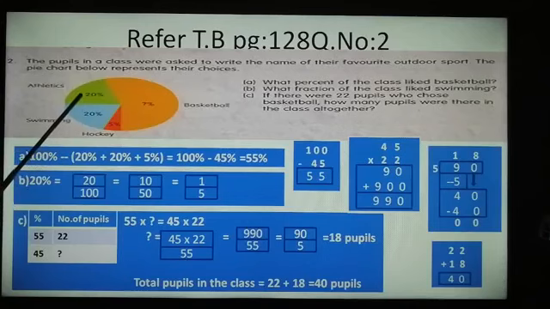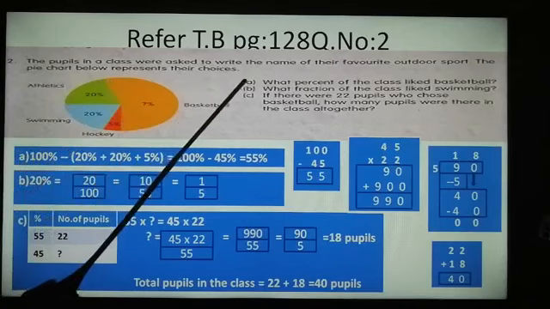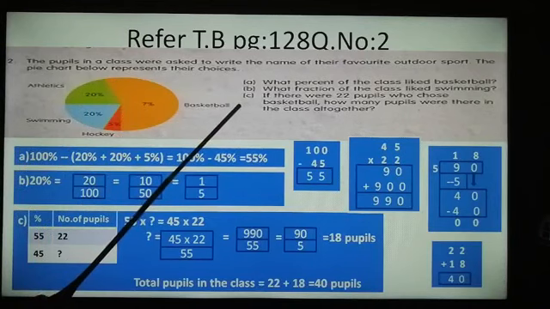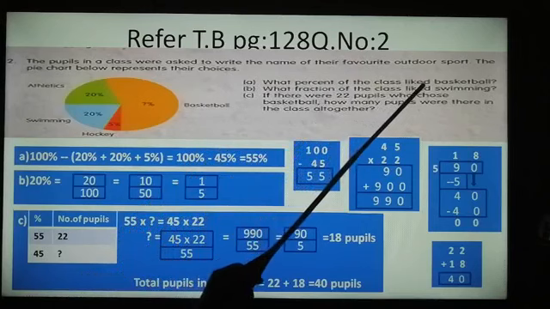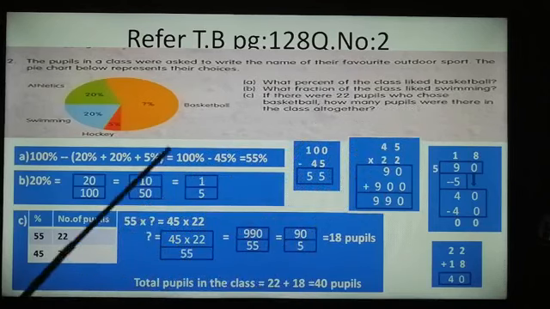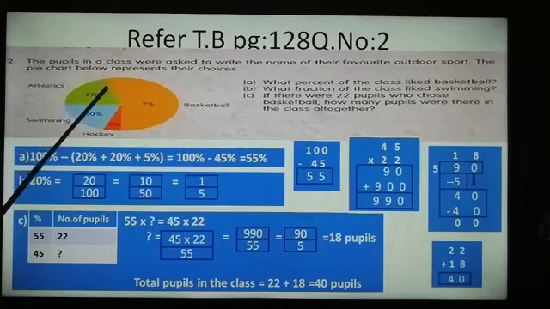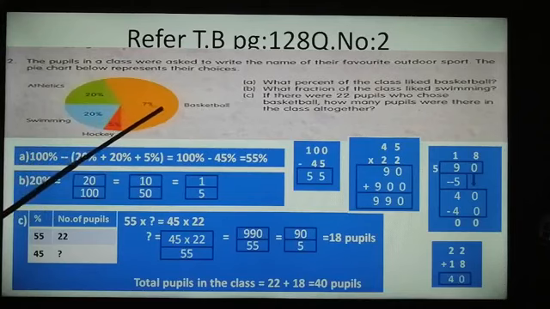Okay, so from this pie chart we have to answer these 3 questions. In question number A, what percent of the class liked basketball? So we can easily say the answer, which one is the most favorite outdoor sport? That is basketball. How will we find that? Because of the slice of basketball. You can easily see this is the biggest one. So we can say this is the most favorite outdoor sport.